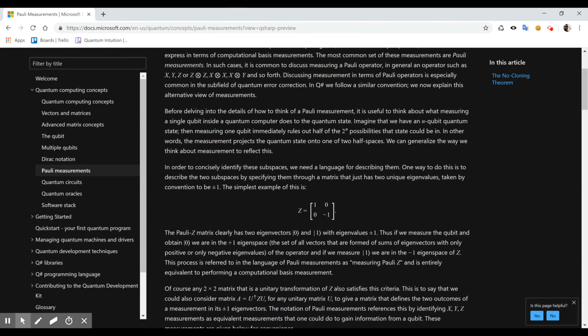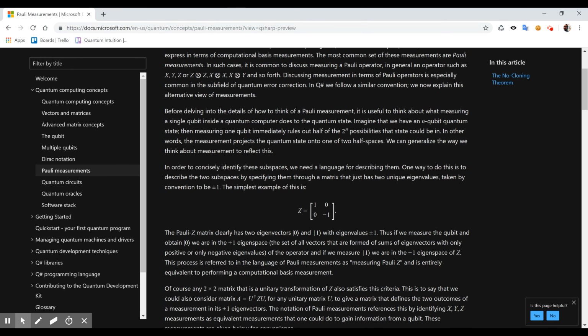Before delving into details on how to think of Pauli measurement, it is useful to think about what measuring a single qubit inside a quantum computer does to the quantum state. Imagine that we have an n-qubit quantum state. Then measuring one qubit immediately rules out half of the 2 to the power of n possibilities that state could be in. And that's what we've seen. That was one of the things that was sort of a fresh perspective. It's okay, I have to admit, that's okay.